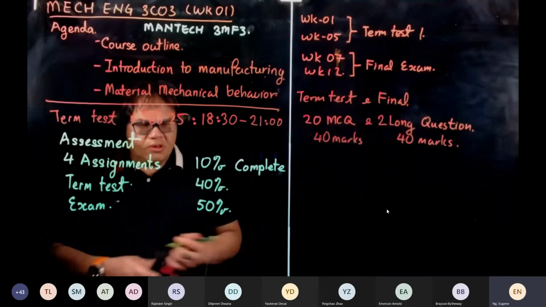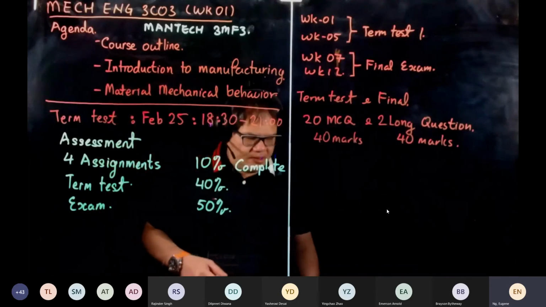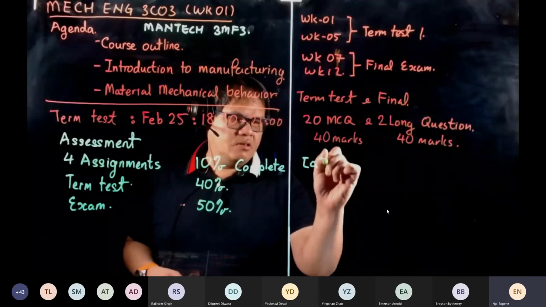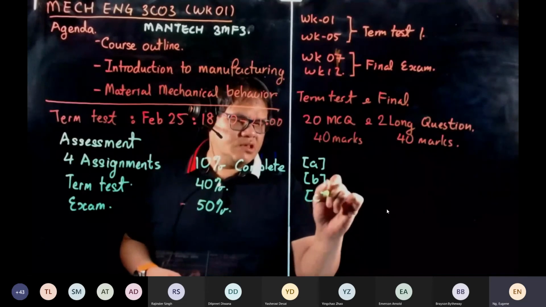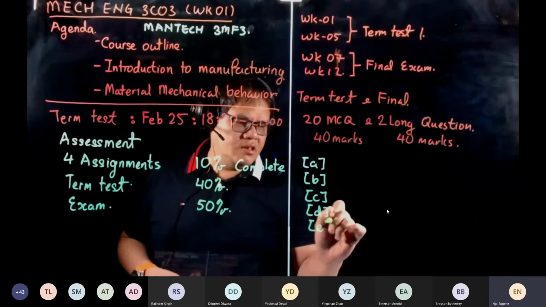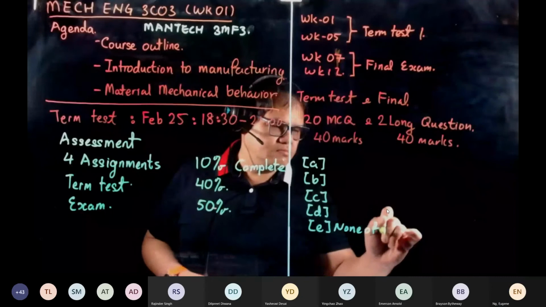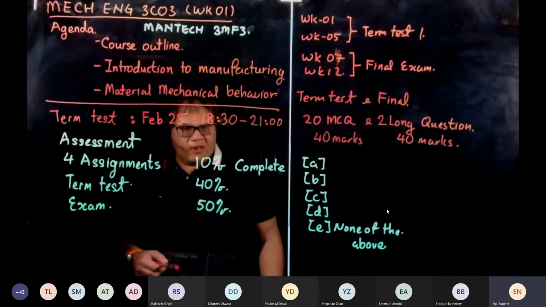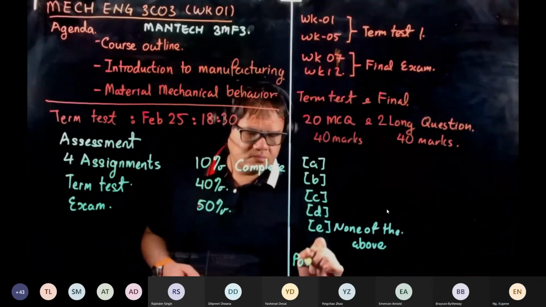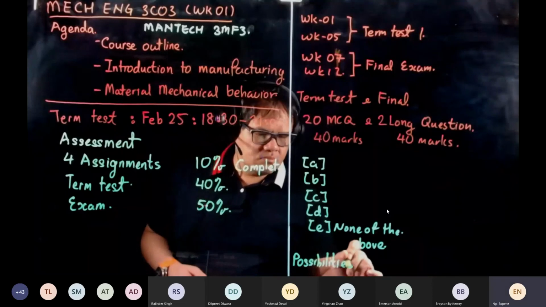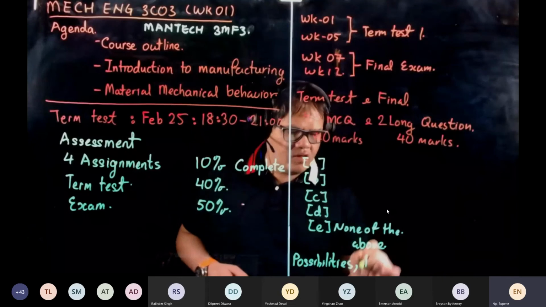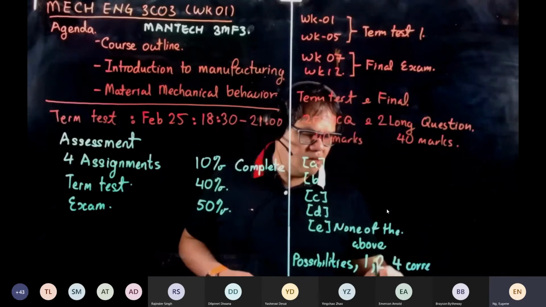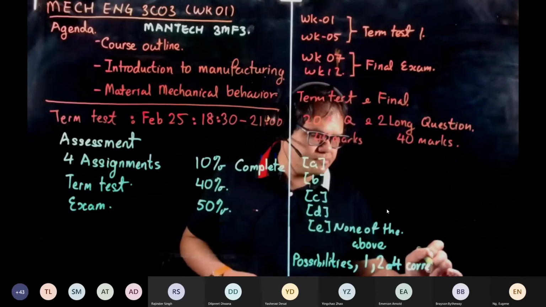Let me talk to you about the horrendous multiple choice that you guys have probably heard about. Am I right? For the multiple choice, you will have A, B, C, D, or E, which is none of the above. The possibilities: you can have one correct answer, you can have 2 correct answers, or you can have 4 correct answers.